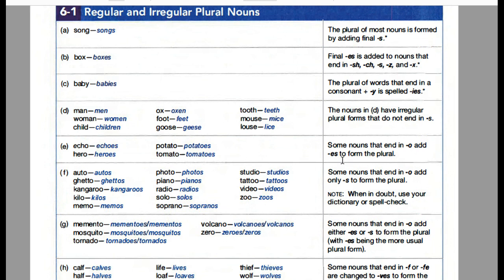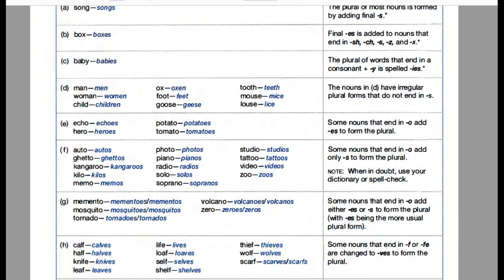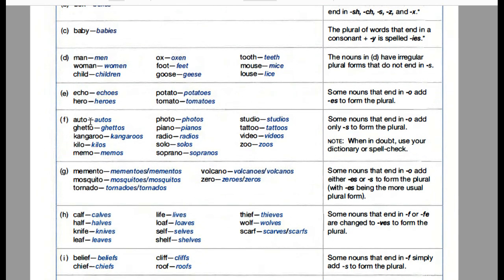So as a student, you have to keep it for memorization. You cannot just depend on the ending O to add S. We can find that here we add ES and here we add S. There is no rule for it, so you have to memorize them. And here, memento and volcano, we add ES.